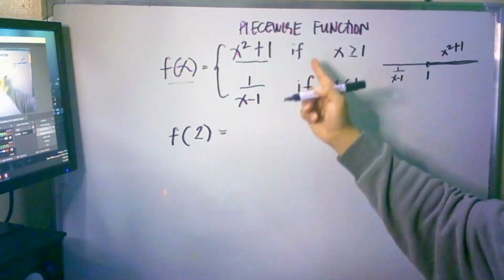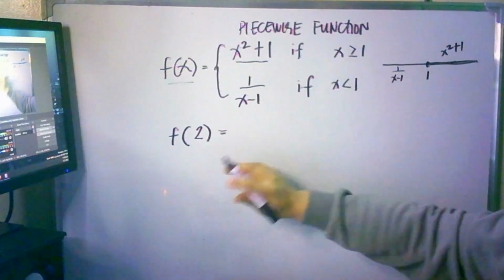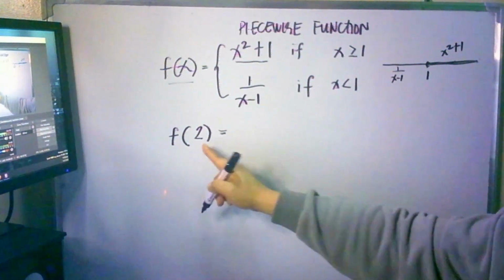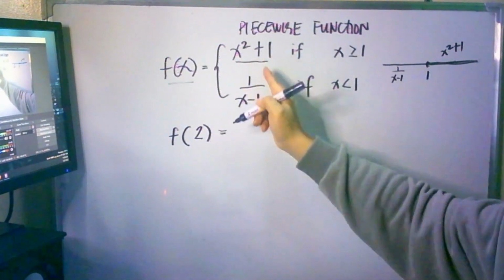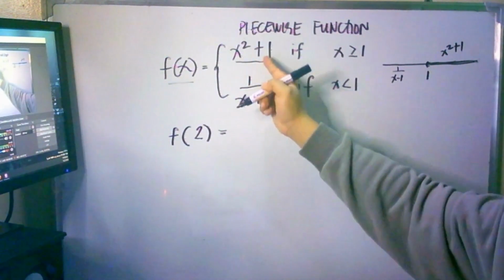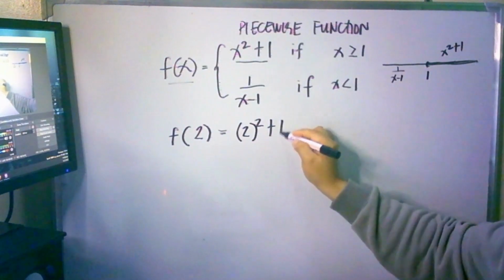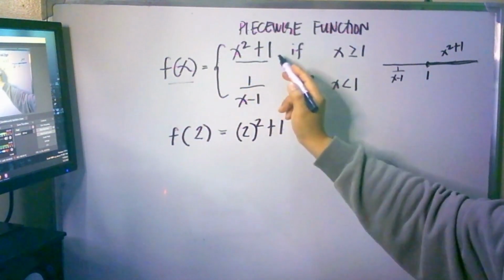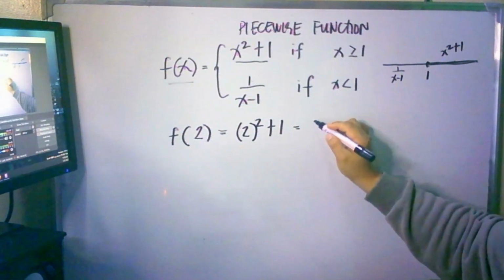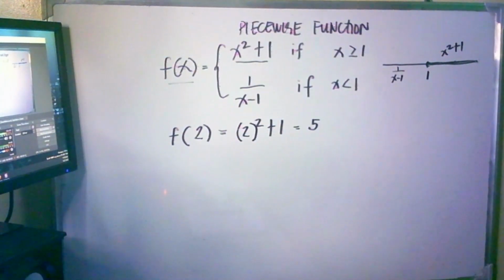Alright, so we identified which piece of the function we're going to use to evaluate the function. It's x squared plus 1. So basically, we substitute 2 doon sa lahat ng x doon sa first piece. Isa lang naman, that's the x squared, and then we simply add 1. So this is like 2 squared plus 1. We are following the first piece. The answer here is 5. 4 plus 1, that is 5.